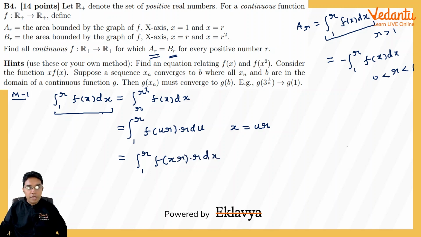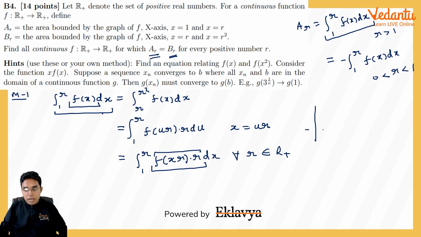Now please listen carefully. The integrals from 1 to r of f(x) and from 1 to r of f(xr) into r are the same, and that too for all r that is positive. Please try to understand, that means these two, f(x) and f(xr) into r, should be the same. Why I am saying so, please try to understand.